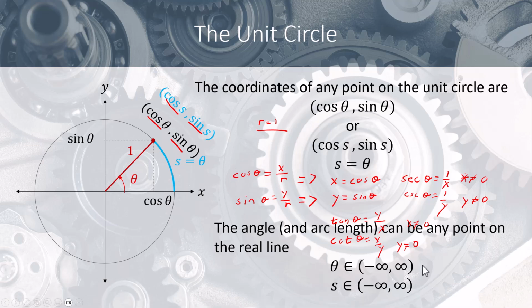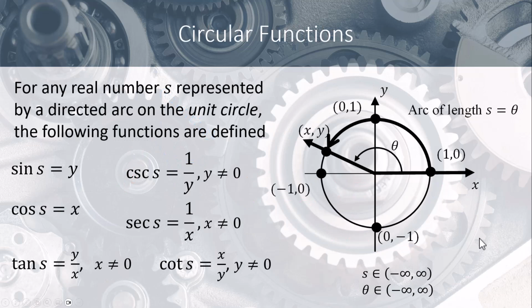I know I have them written down here, but in this slide, I have them summarized yet again. Here, instead of defining it in terms of theta, I defined it in terms of s. But keep in mind, arc length and theta are exactly the same thing. So I can define it in terms of an angle, and I can define it in terms of a length, which is a very useful thing. Once again, here's what we have. Sine of s, or theta, is equal to y. Cosine of s is equal to x.